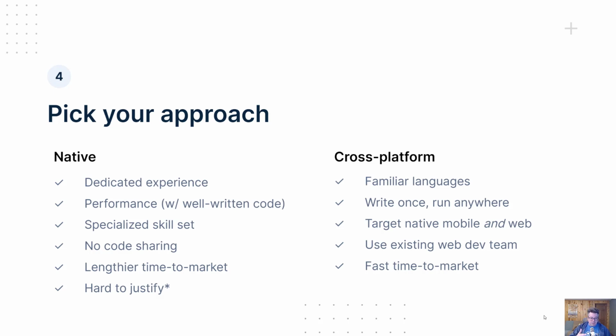There's the native approach where you're building with Objective-C and Swift on iOS, or Kotlin or Java on Android. And really, there's some good benefits here. It is the dedicated experience and the most performant, assuming well-written code, of course, because these are the tools, programming languages, etc., that Apple and Google provided for their specific runtimes, aka iOS and Android.